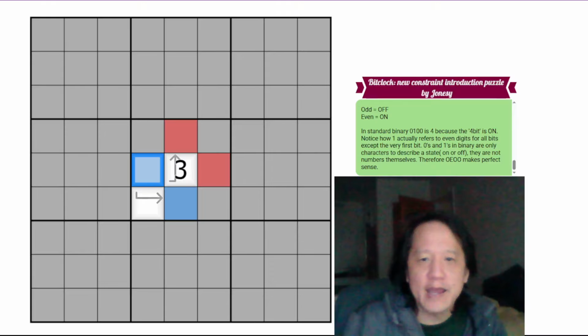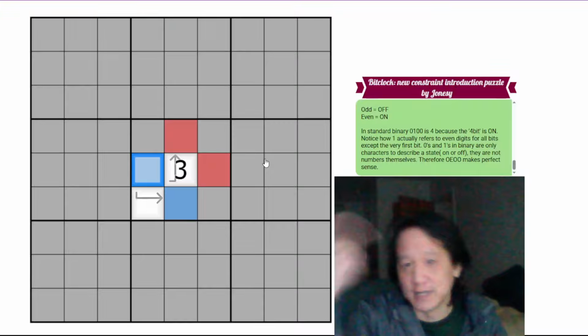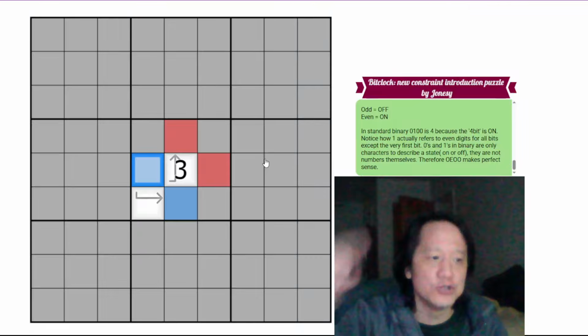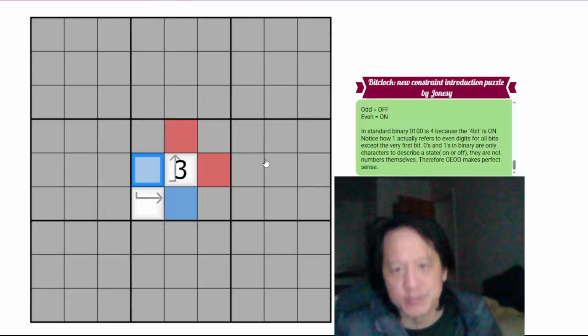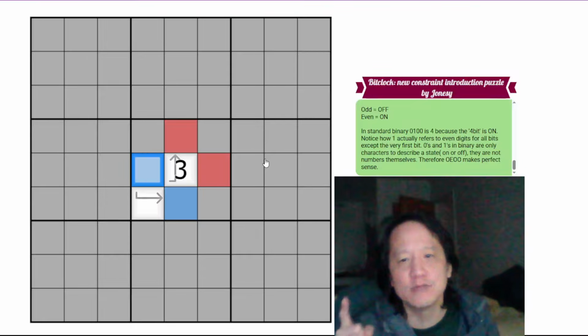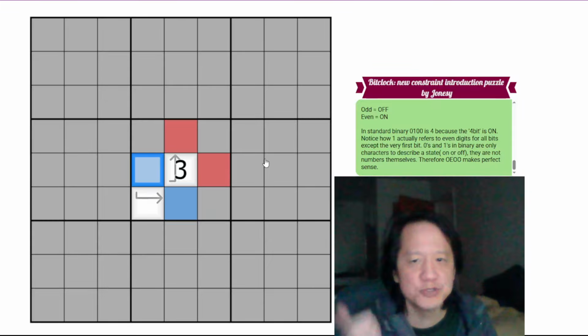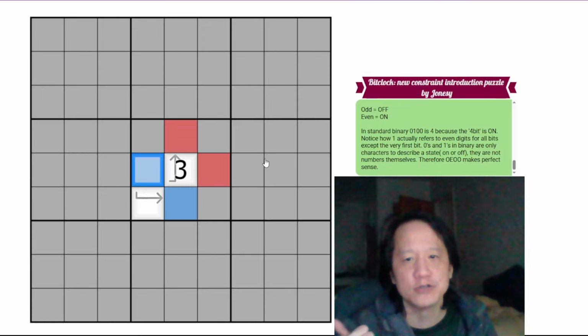Anyways, so in standard binary, 0100 is 4 because the 4-bit is on. Yeah, as I said, you have 1-bit, 2-bit, 4-bit, 8-bit. You have also 16, 32 in higher representations. But notice how 1 actually refers to even digits for all bits except the very first bit. Zeros and ones in binary are only characters to describe a state, on or off, and they are not the numbers themselves. Therefore, odd, even, odd, odd makes perfect sense.